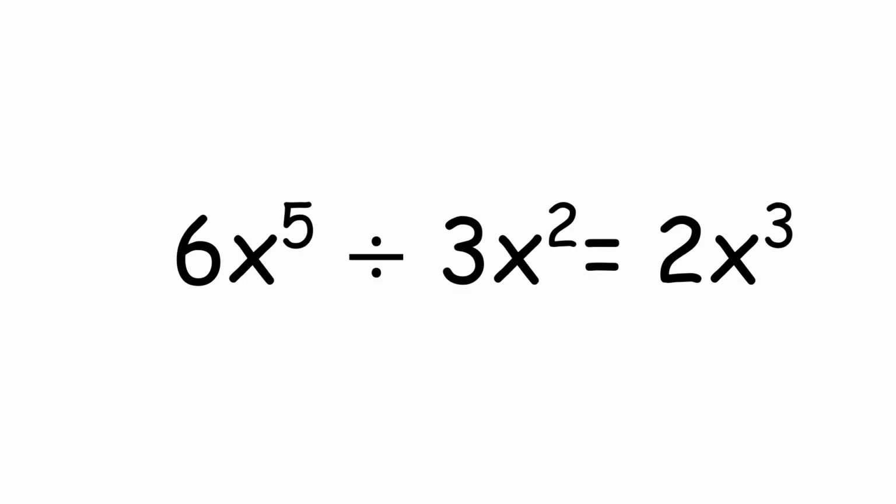Division is the opposite of multiplication. So to divide one exponential by another, just divide the coefficients and subtract the exponents. In this case, 6 divided by 3 is 2, and 5 minus 2 is 3, so our result is 2x to the third power.